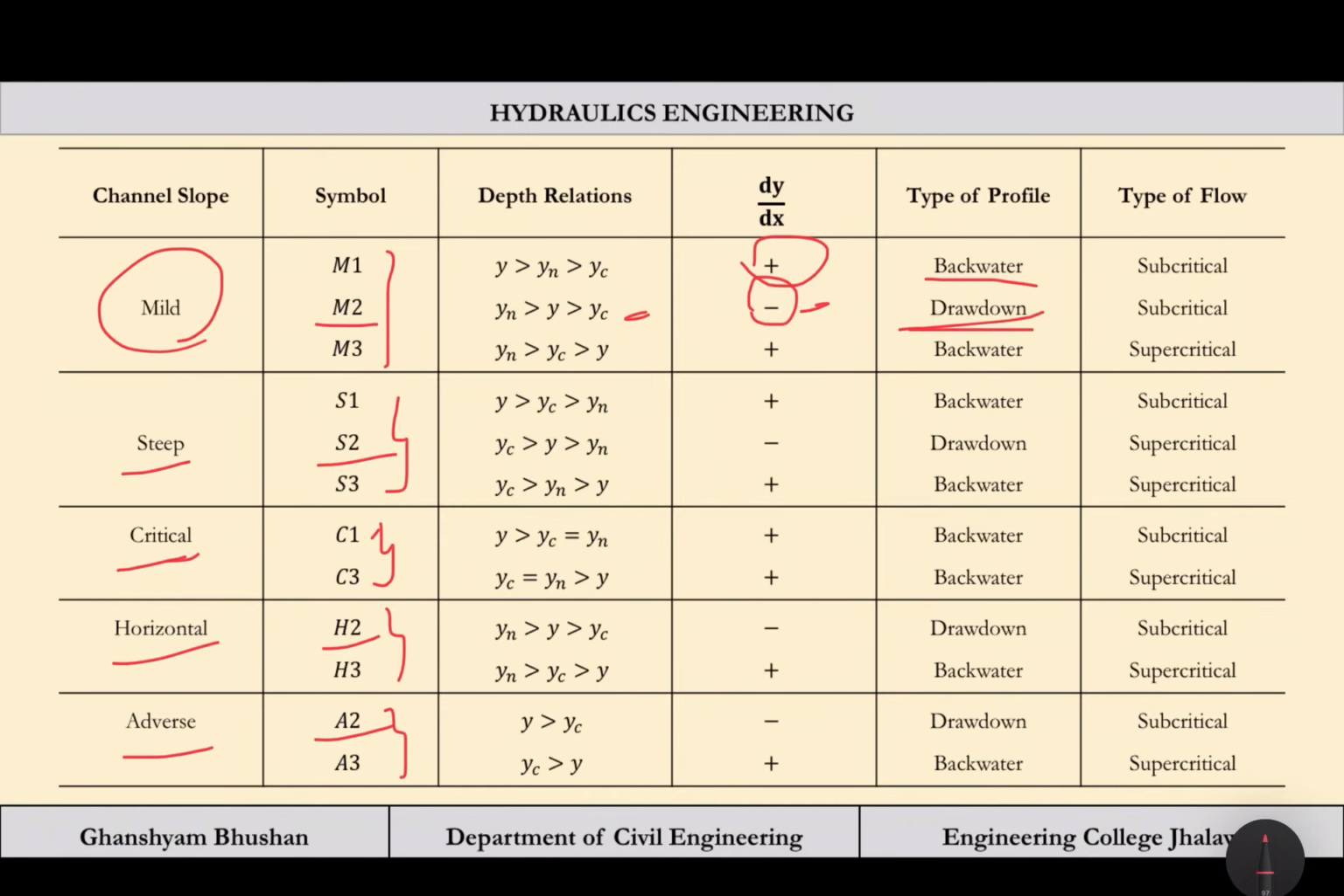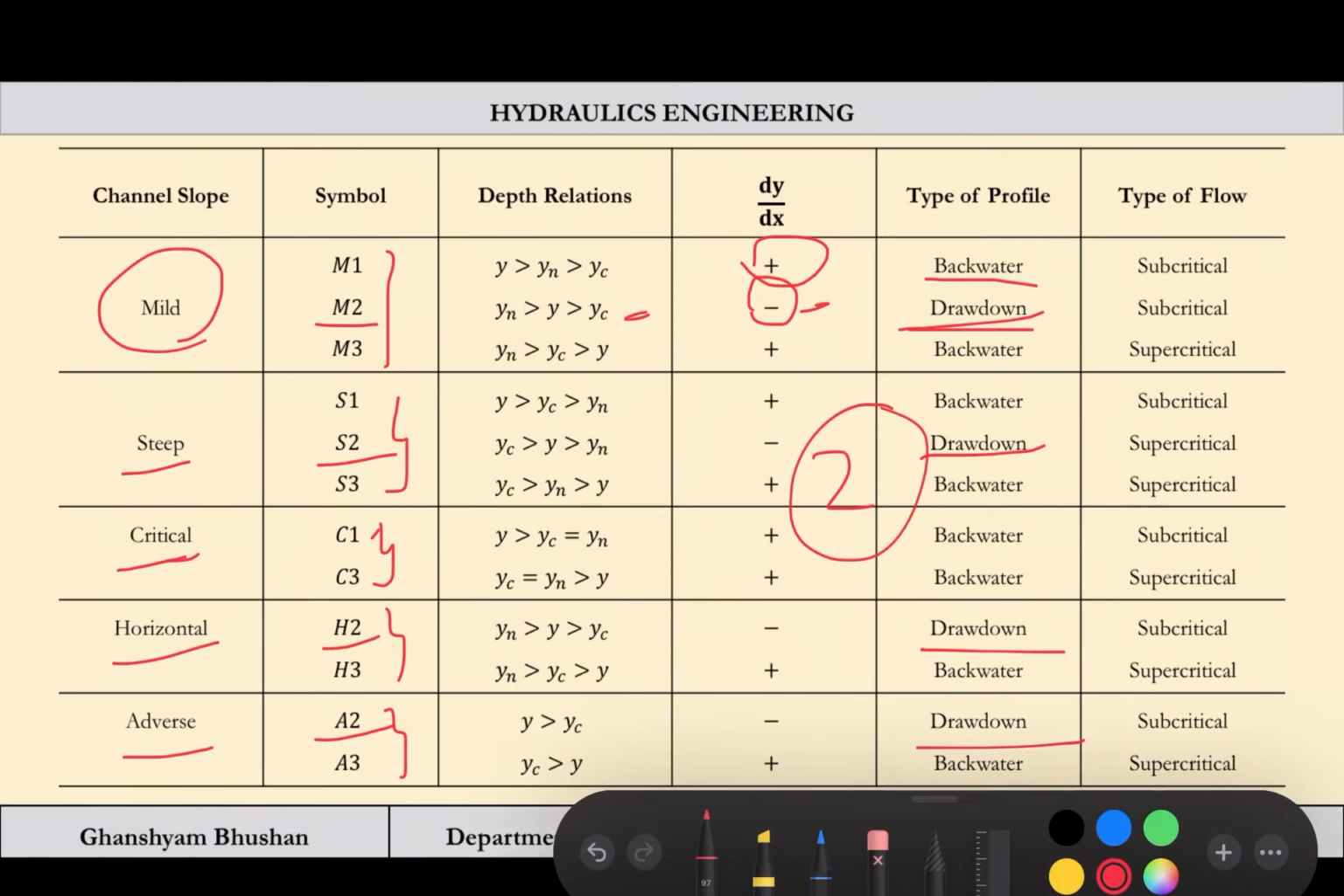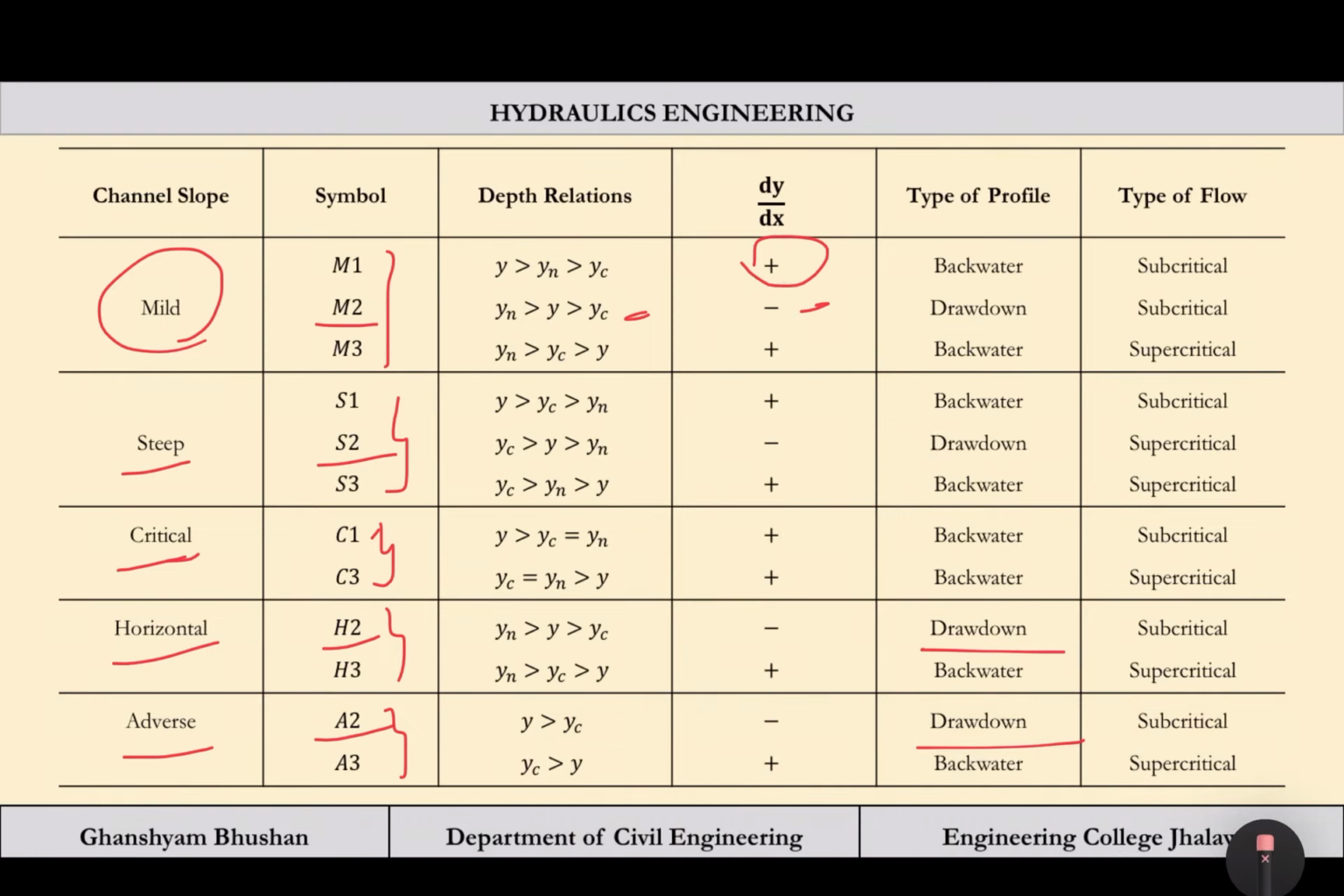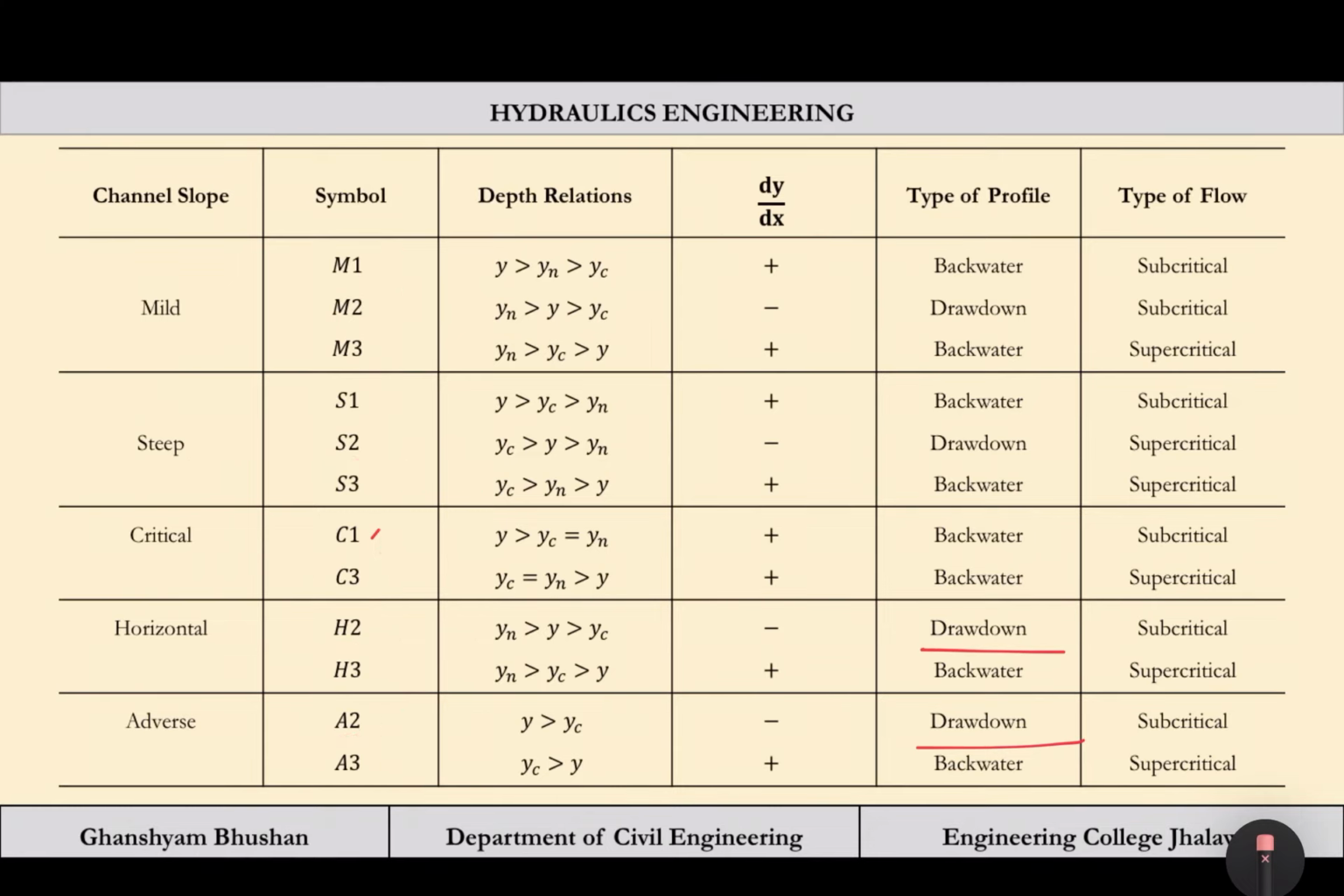You can see here it is drawdown, here it is drawdown, here it is not possible, here it is drawdown, and here also it is drawdown. So all the number 2 profiles are drawdown, else they are backwater. So in this way also you can check the profiles. So this is the basic of how we are going to see the profiles, okay.